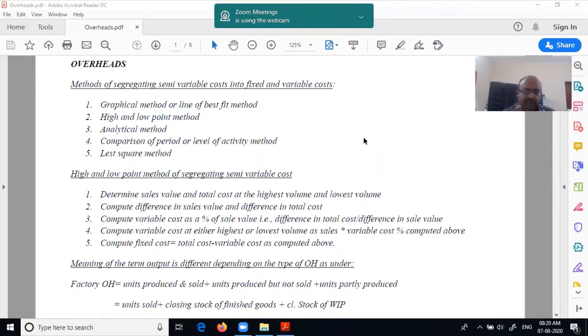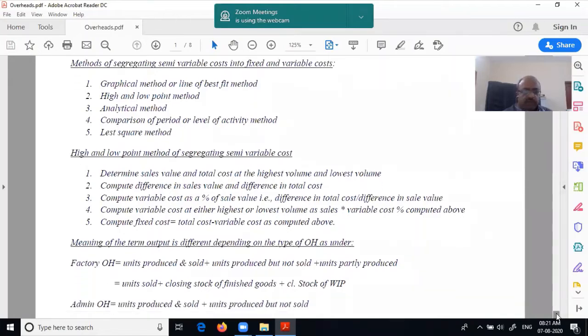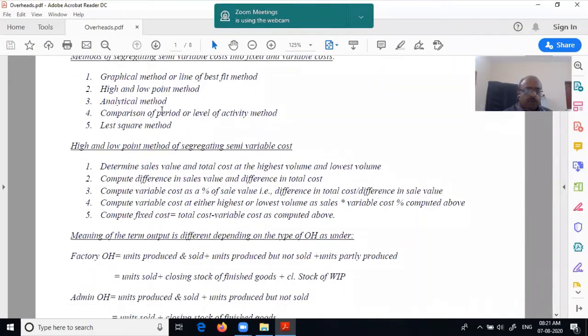Now, one of the overheads is semi-variable costs. How do you segregate the semi-variable cost? There are different methods: graphical method, line of best fit, high and low point method, analytical method, comparison of period or level of activity method, and least squares method. Now, how do you calculate under the high point, low point method? Because generally this is what is used easily.